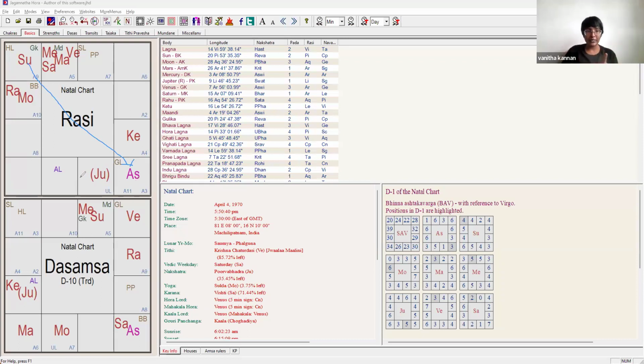Okay, let's go one by one. Jupiter has 5, 7, 9. Everyone knows about aspecting, so I'm going a little bit fast. Here is a tricky point: this is the retrograde planet. The 7th is no problem. Whether it is retrograde or not, the 7th aspect will go like this only. The 7th is the standard one.